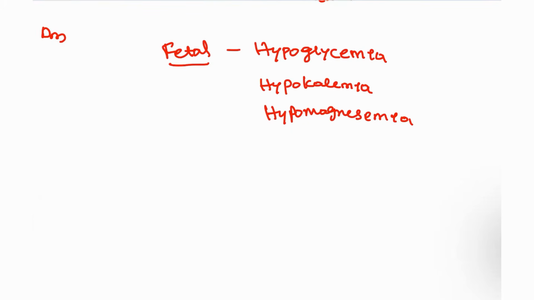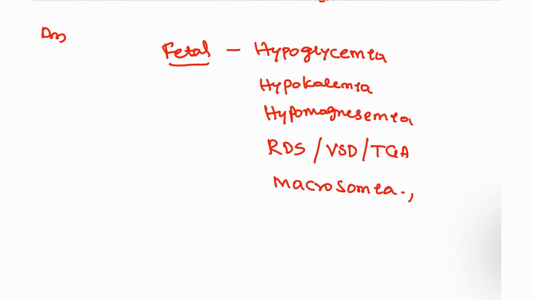These three parameters will be seen. Along with that, respiratory distress syndrome, or congenital heart diseases, right? There is a high chance the patient will develop VSD, or transposition of great arteries will also be seen in this patient. Other than that, you are also going to see macrosomia. Macrosomia is also seen in this patient, and necrotizing enterocolitis will also be seen.